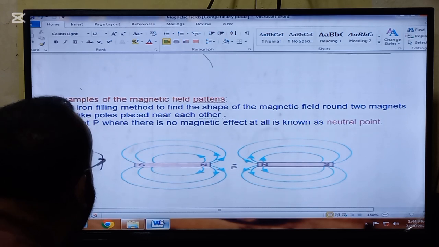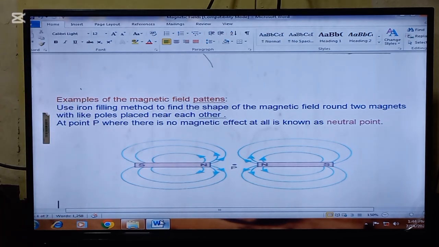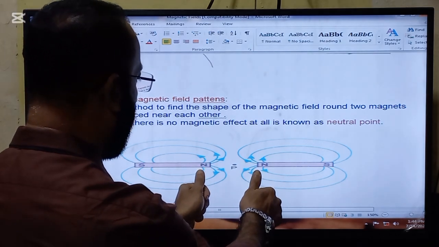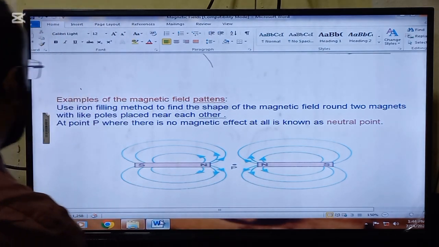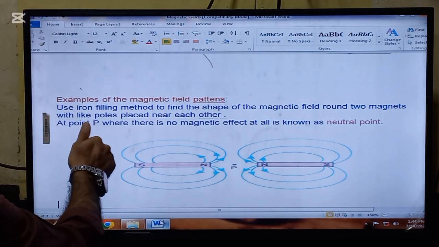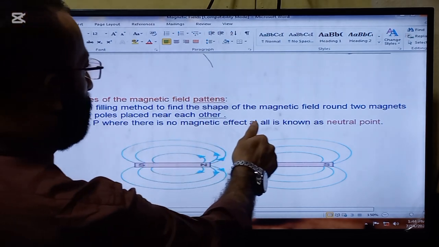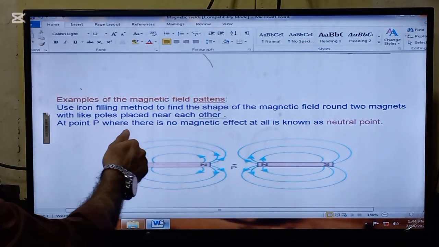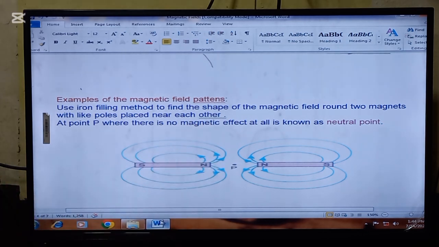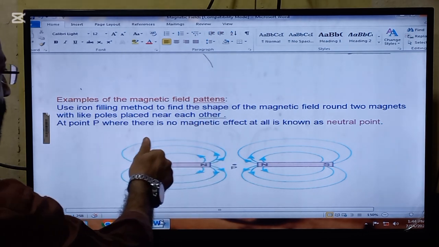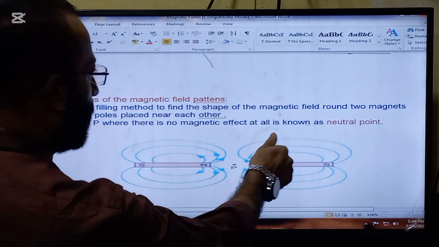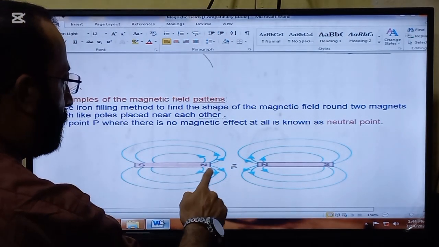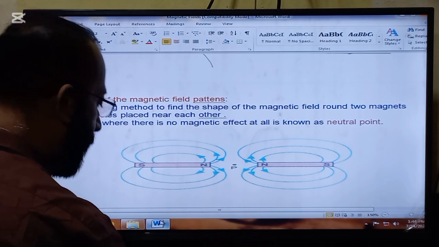Examples of the magnetic field pattern. So when same poles are placed side by side, look now, use the iron filling method to find the shape of the magnetic field around two magnets with like poles placed near each other. Point P, where there is no magnetic effect at all, is known as the neutral point. So this is the neutral point at which no magnetic effect will be felt.